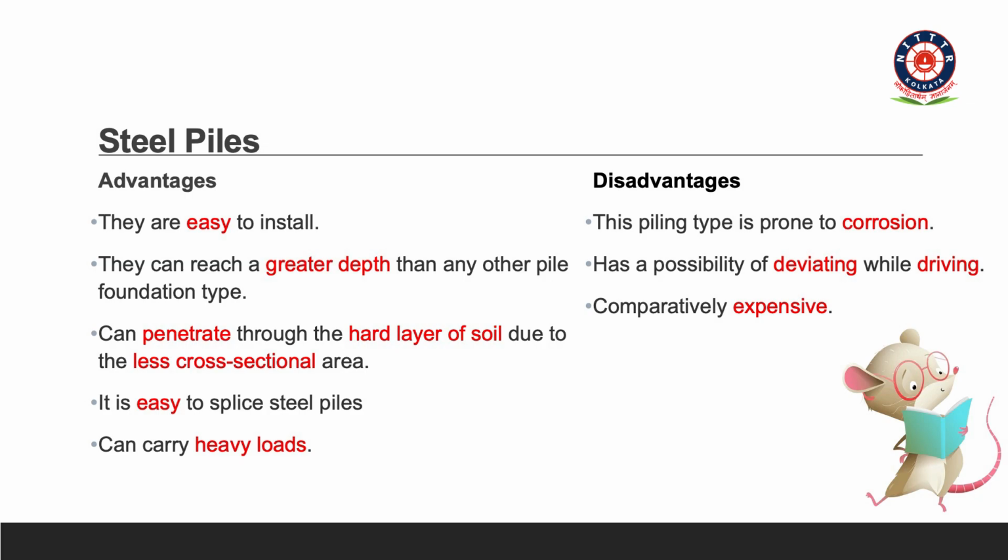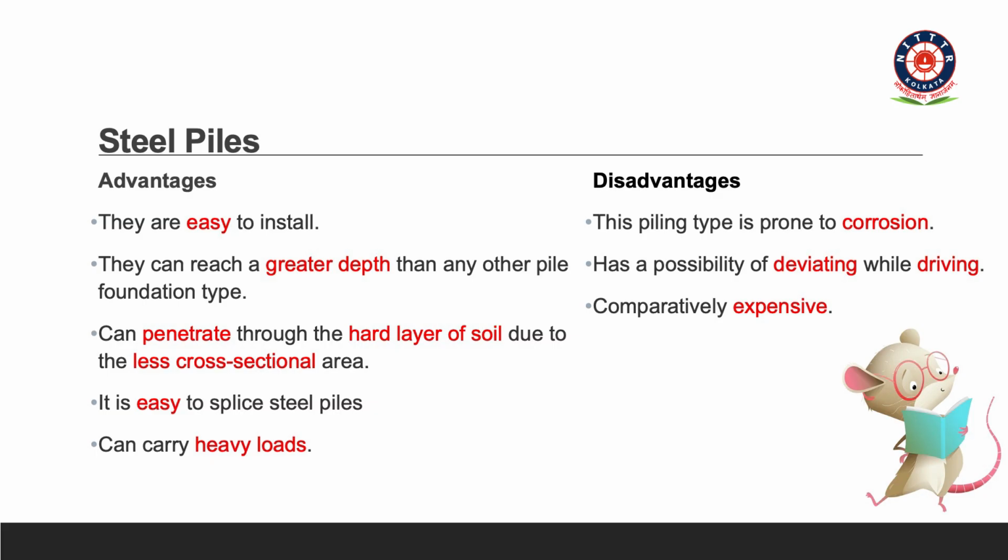The steel pile can also be used for retaining purposes. See, what are the advantages? When you come to steel piles, they are easy to install, they can reach greater depth than other pile foundations, and they can penetrate through odd layers of soil due to the less cross sectional area. It is easy to splice steel piles and they can carry heavy loads. See, these are the advantages.